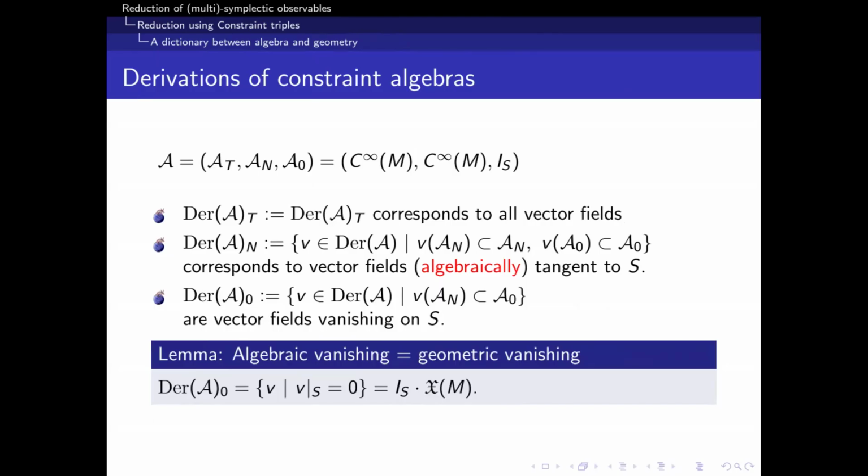The subtlety which we saw on the previous slide with the normal part, that being tangent algebraically is weaker than being tangent geometrically, doesn't appear on the vanishing part. There, geometric and algebraic vanishing are equal.